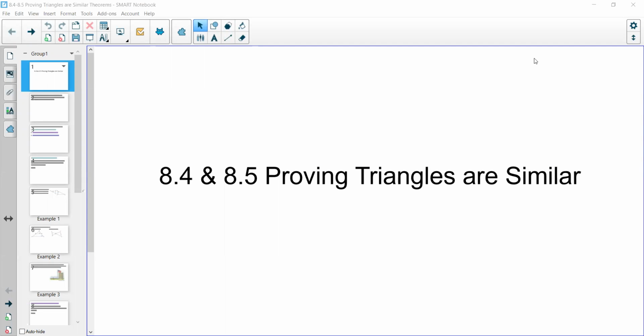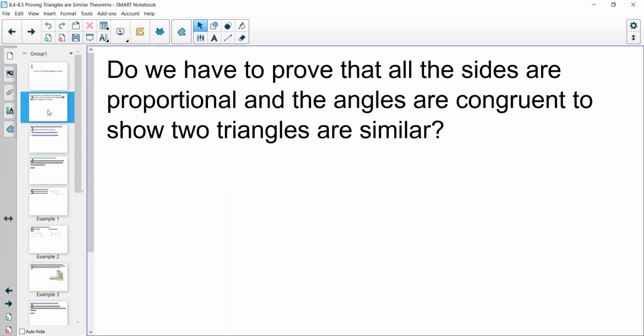Hi, this is Mrs. Kidman, and in this video, we are going to be discussing how we can prove that triangles are similar. In the last video, we talked about how to show that things are similar: all the sides have to be proportional and all the angles are congruent. But do we have to do that every time we have two triangles and we want to know if they're similar? In fact, we don't.